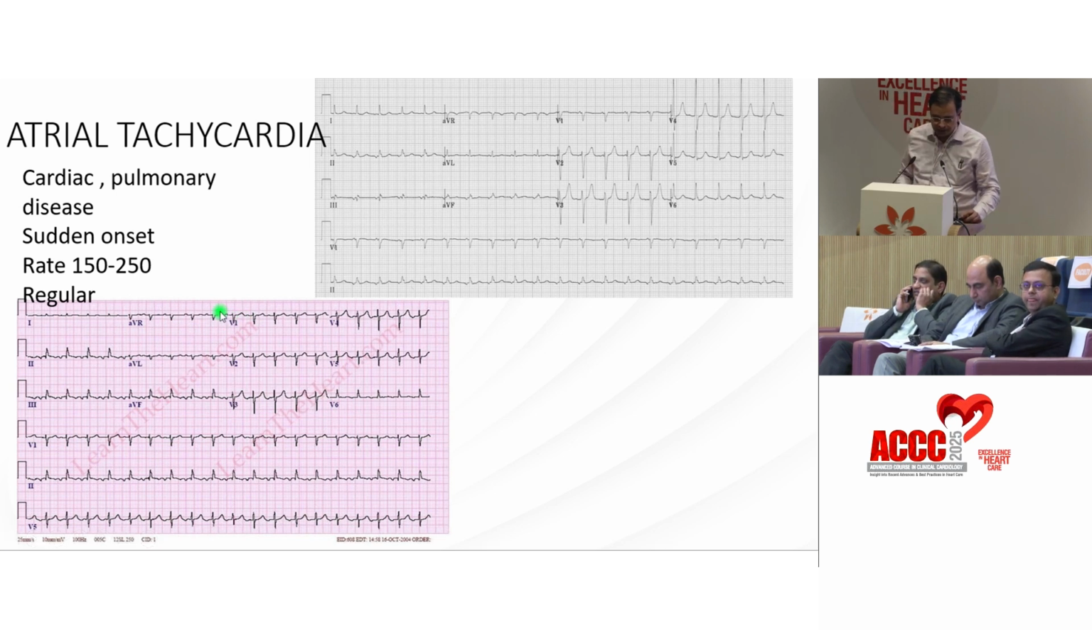They are a little stubborn to treat. Sometimes you may have to give several antiarrhythmic agents to control the rate, and sometimes you may have to subject them to a quick EP procedure. Again, the onset could be sudden, the rate is around 150 to 250, and it's a regular tachycardia.